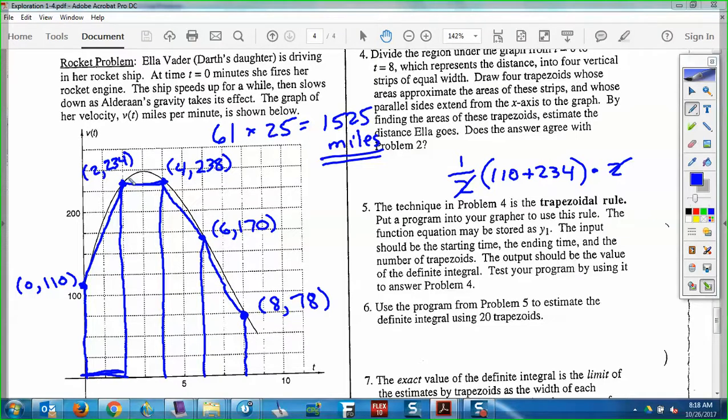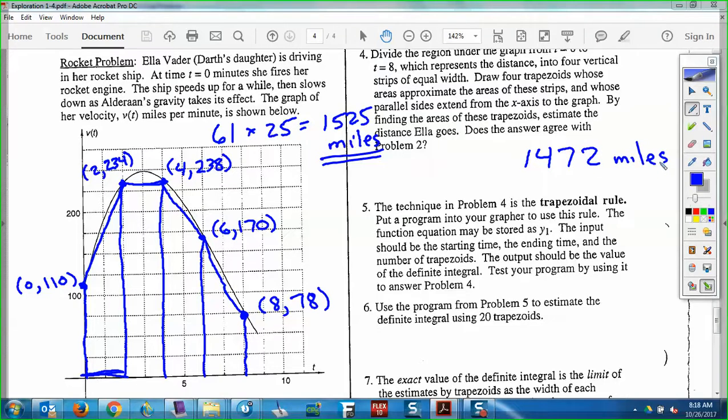And then what? Plus, we have to use 234 again, right? Because 234 is in this trapezoid and it's in this trapezoid. So 110 plus 234 plus 234 plus 238 plus 238 plus 170 plus 170 plus 78, right? Isn't that really all we need to do? Because in every one of the trapezoids, the 1/2 and the 2 are going to cancel, so to add up those trapezoids, we're just adding those up, right? What do you get? 1,472.